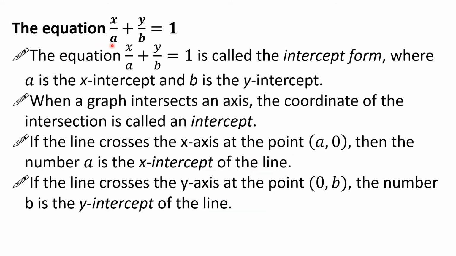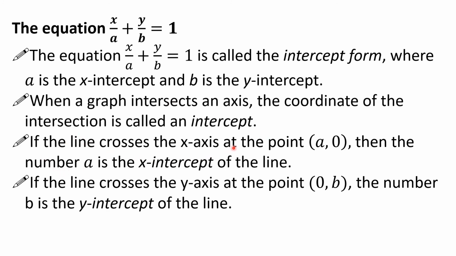Okay, next is the equation x over a plus y over b equals 1. The equation x over a plus y over b equals 1 is called the intercept form, where a is the x-intercept and b is the y-intercept. When a graph intersects an axis, the coordinate of the intersection is called an intercept. Again, if our graph passes through an axis, either the x or y axis, the coordinate of the intersection is called the intercept.